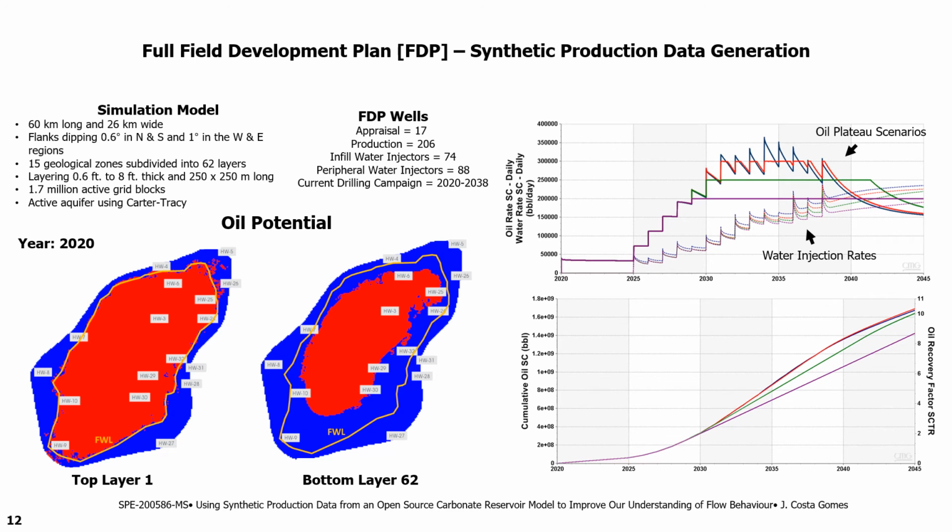We generated synthetic production data for history matching purposes. That cropped reservoir section was initially used for the full field development plan, where a virtual drilling campaign of 18 years was designed. This cropped section is still quite large. It's still 60 kilometers long by 26 kilometers wide. The flanks are dipping 0.6 degrees in the north and south and 1 degree in the western eastern regions.